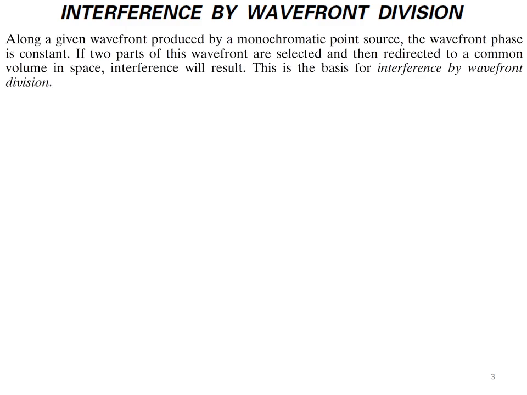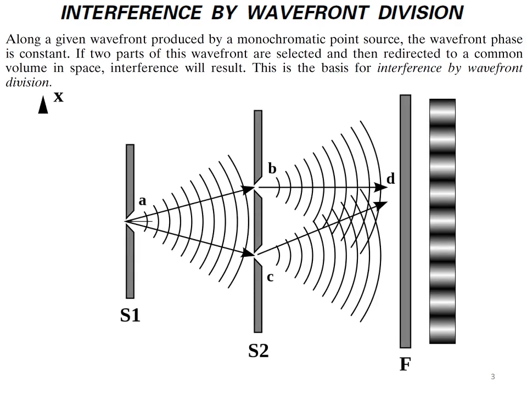So the idea of the wavefront division method is that if we have a wavefront which is emanating from, say, a single point source, then we know that all the points on the wavefront are in phase with each other, correct? Now if we take any two points from the wavefront and make them independent sources by themselves, how will that happen? We can go back to the Huygens principle.